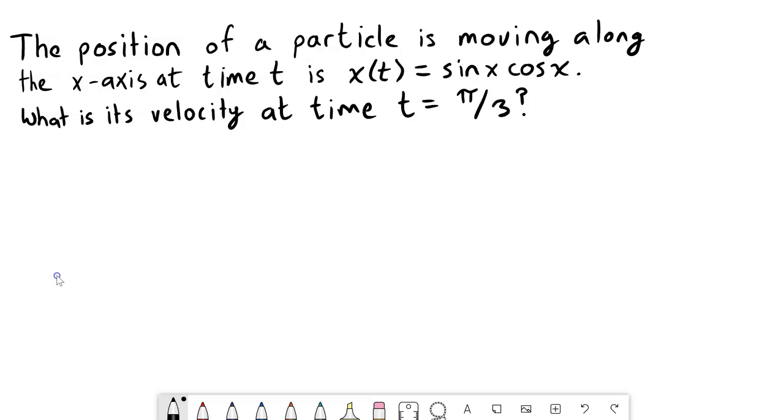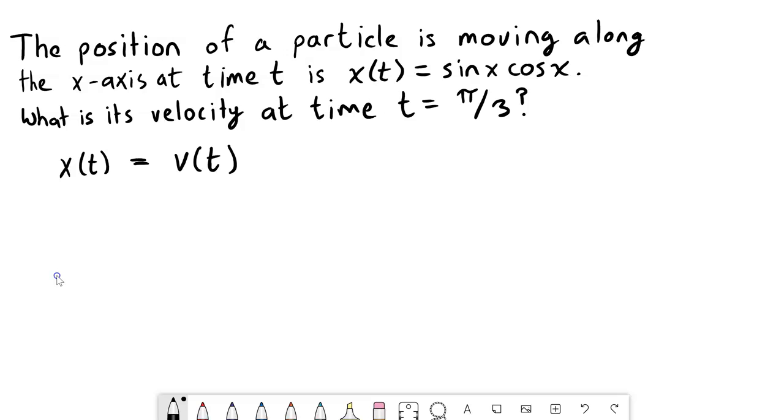This is the second question. The position of a particle moving along the x-axis at time t is x of t equals sine t cosine t. What is its velocity at time t equals pi over 3? So this is kind of like a physics question for those people who know a little bit of physics. We have a position, which is, I guess, some people say s, some people say r, right? This is the position, or in this case they say x, right? How are this and velocity related, right?